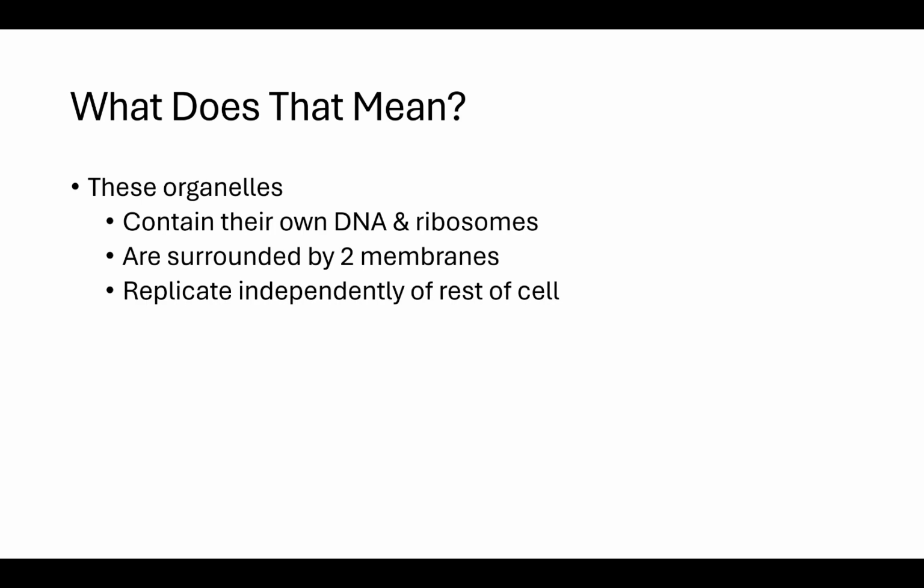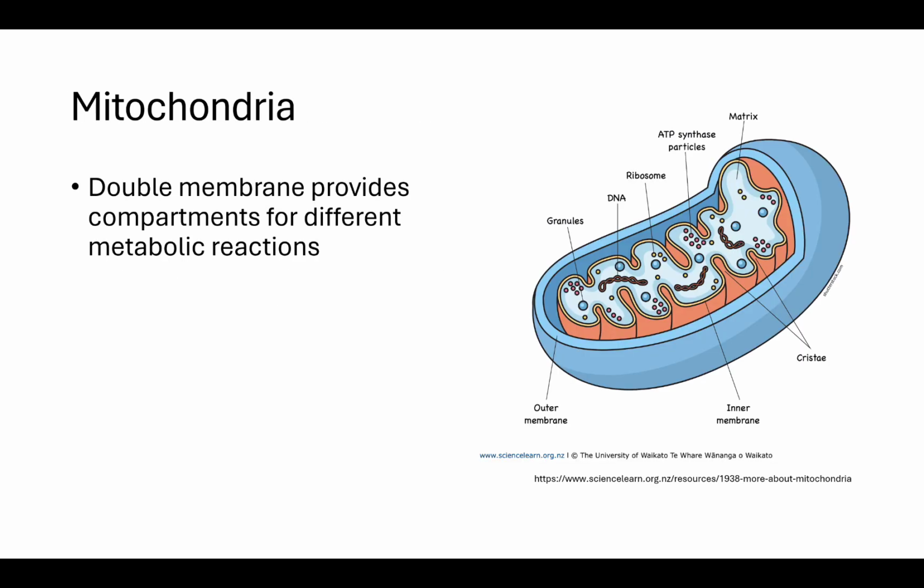And the semi-autonomous means they're slightly kind of independent of the rest of the cell. So they, for instance, reproduce and replicate independently of the rest of the cell. You have cell division happening, and then somewhere within that cell cycle, you may have mitochondria or chloroplasts just reproducing or replicating on their own.